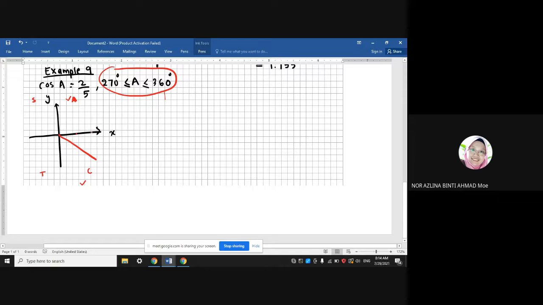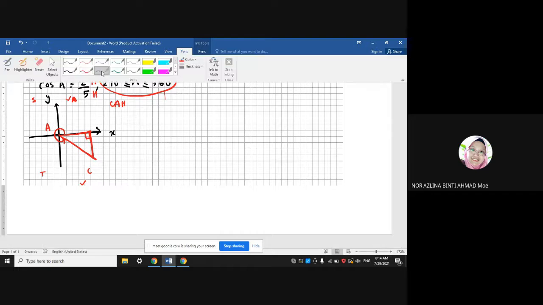Kalau kuadran 1 ni kosong sampai 90 darjah. But now here 270 until 360. So, kita tahu sebenarnya A kita ni, kawasan sini angle kita. Kita guna pakai angle di sini, line di sini daripada x-axis. Kita akan bina segitiga bersudut tepat. Ini adalah 90 degrees. Okay, cos is adjacent over hypotenuse.